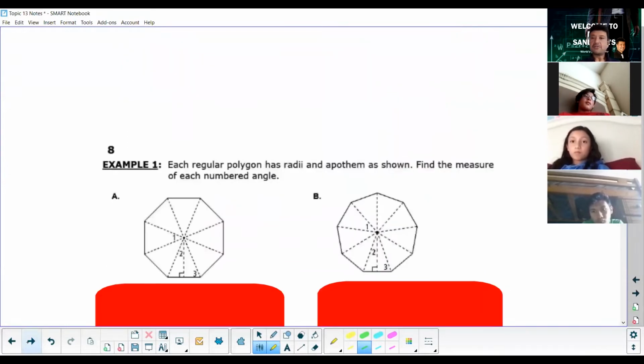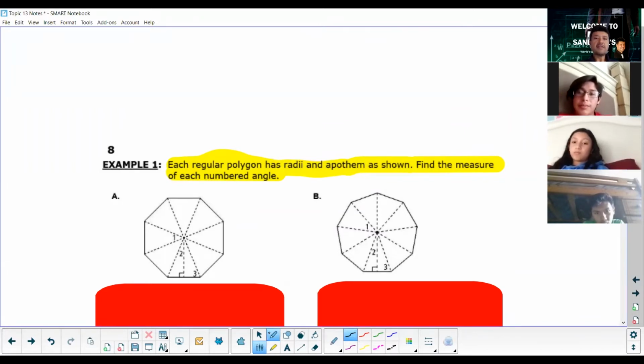So Max, go ahead and read the directions on here in example 1. Each regular polygon has a radius, polygon as shown. Okay, good. Find the measure of each numbered angle. All right, excellent. Maximus, walk me through it. How would I find the measure of each of these angles? First, you look at the apothem or whatever.